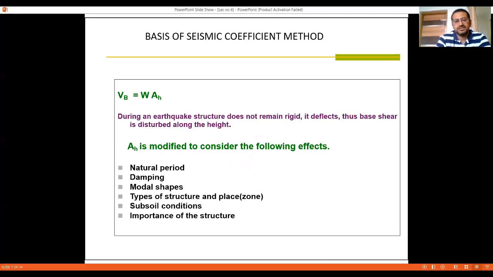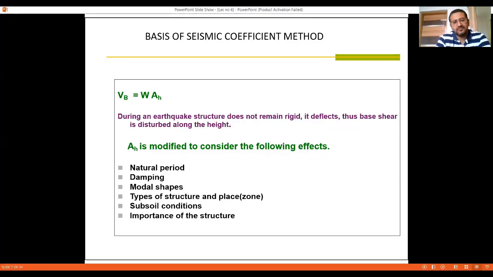If we talk about all these effects one by one, the first thing is natural period. Natural period is affected by what? The natural period is going to be affected by the dimensions of the building. All buildings cannot be of the same dimensions. Certain buildings may have more width, certain buildings may have more height, certain may have more length. So depending upon the dimensions of the building, the time period is going to change, and then corresponding changes are going to be observed in the structural dynamic parameters of the building as well.